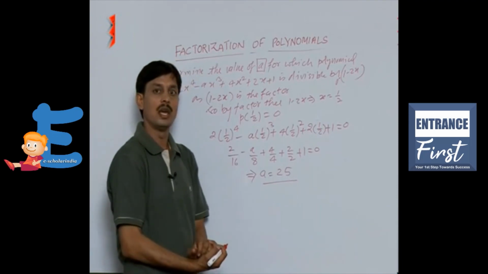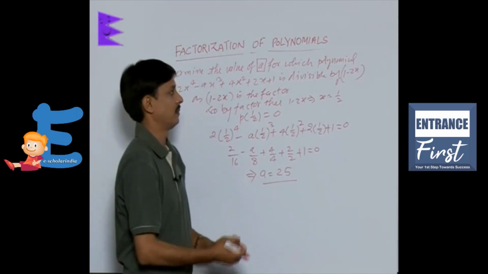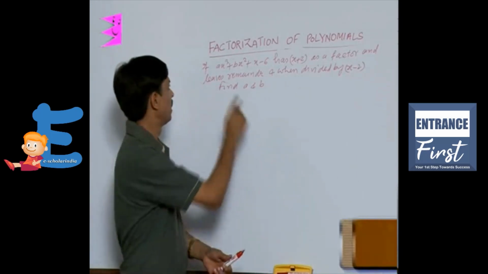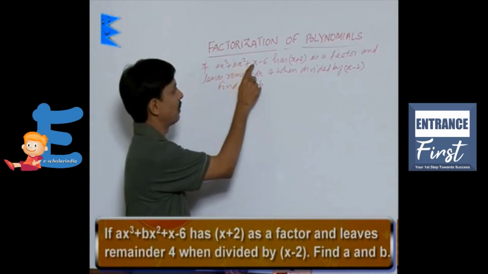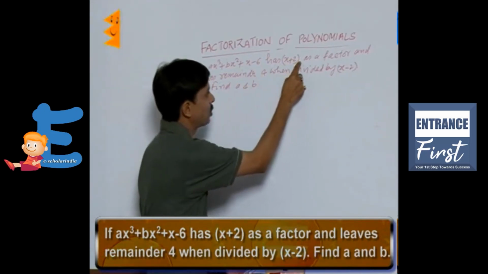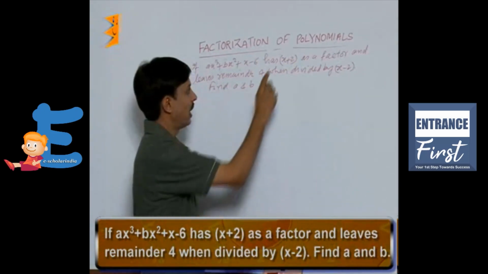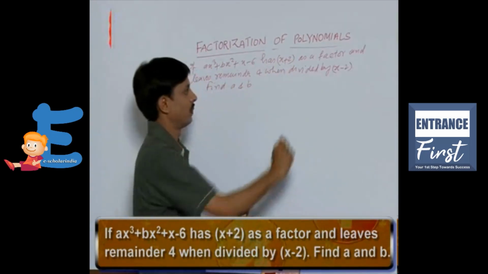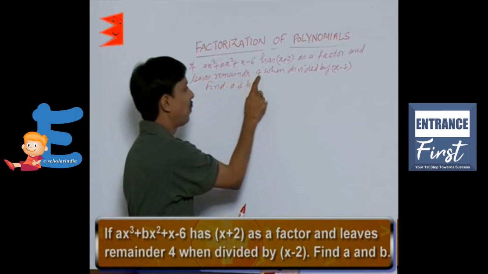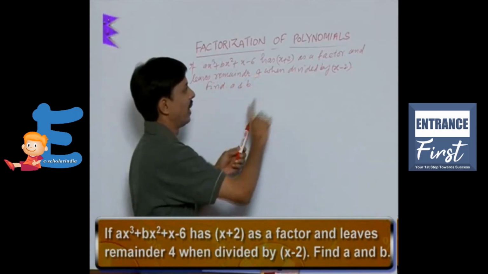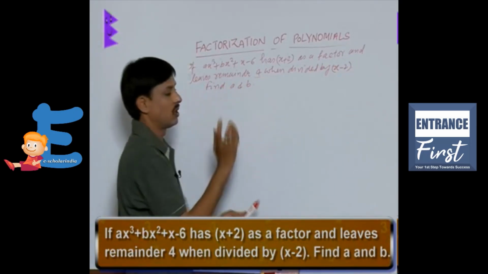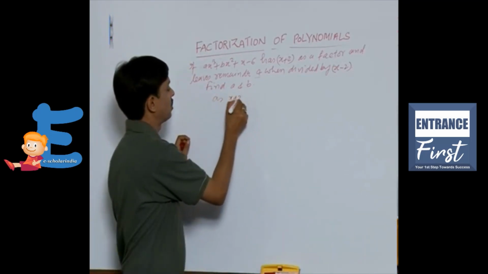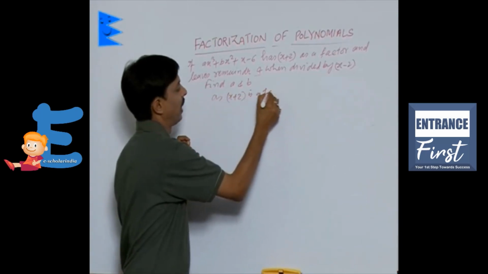So the answer of a is what? 25. Now, one problem where both the theorems, remainder and factor, will be applicable. If ax cube plus bx square plus x minus 6 has x plus 2 as a factor, means when this is divided by x plus 2, remainder is 0, and it leaves remainder 4 when divided by x minus 2, then what are the values of a and b?